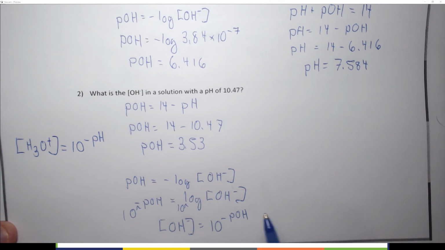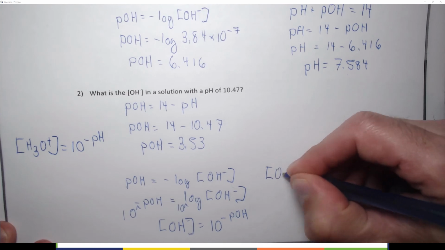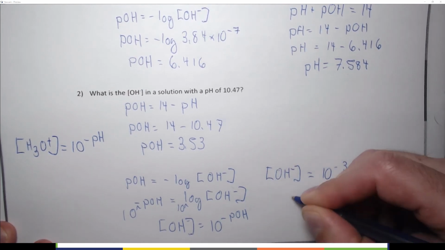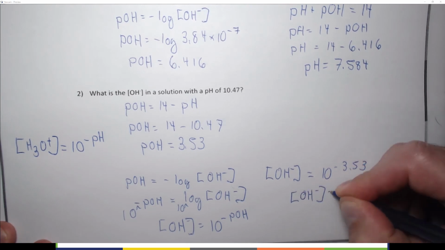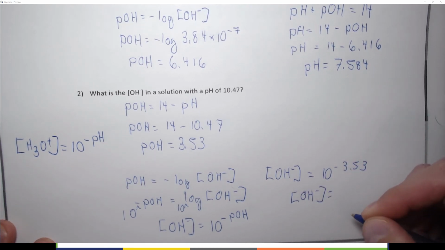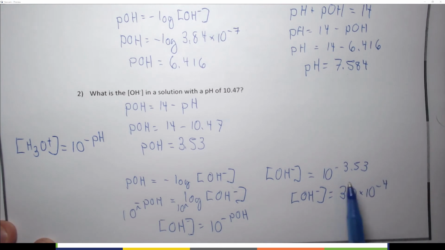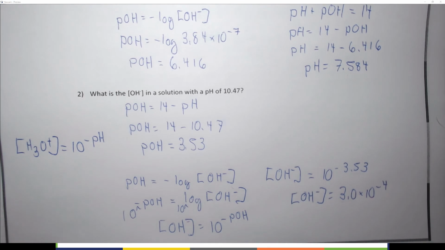So to find concentration of OH minus, we need to take 10 to the negative pOH. So in this case, the concentration of OH minus equals 10 to the negative 3.53. And the concentration of OH minus equals 3.0 times 10 to the minus 4. All right. The same idea applies here. This is only 2 sig figs, so this can only have 2 sig figs. Again, I don't think you're going to get questions where the answers are only different by sig figs, but I'm just pointing out that that's how sig figs work with logarithms.